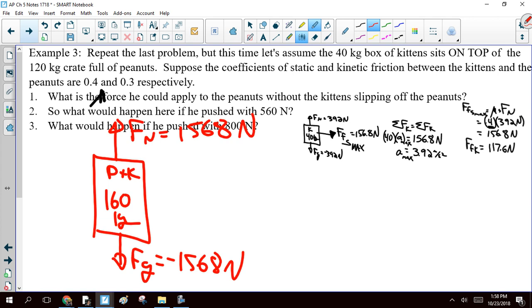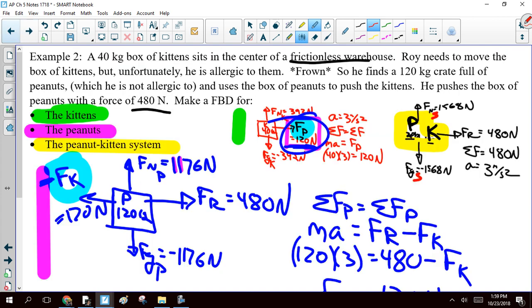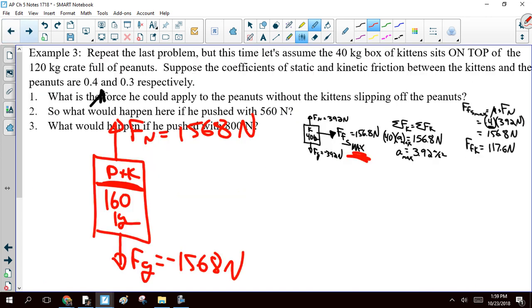Right, okay, so friction. The friction actually occurs between the two objects, right? This friction force here is actually the static friction between the peanuts and the kittens, right? So that's an internal force. I don't need to worry about it. The floor, however, is still frictionless, right? Remember, frictionless warehouse. So we don't need to worry about that friction down there. The only force horizontally on this thing is the force of Roy, right?